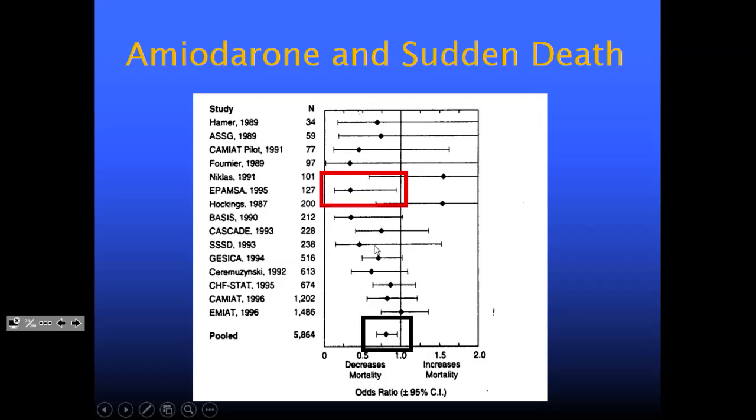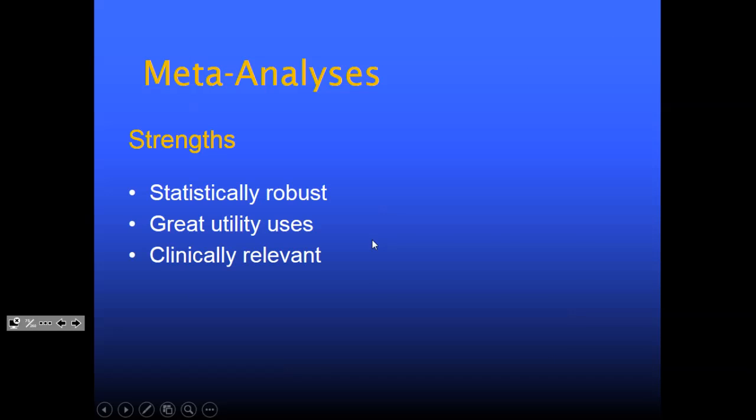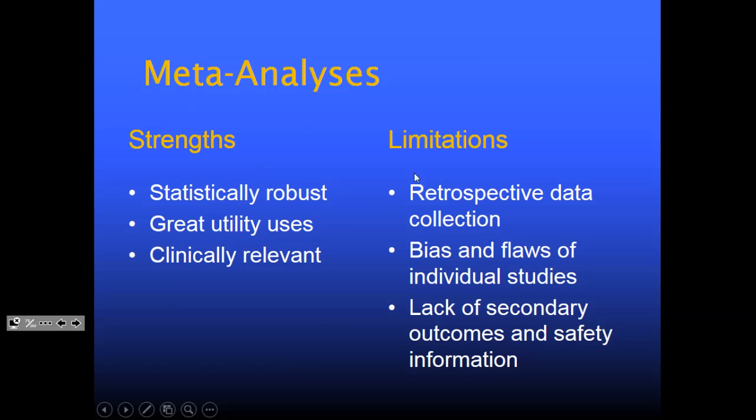A meta-analysis is a study of smaller studies. The strength is it's statistically robust. You've got a lot of patients, great utility, clinically relevant. It answers your question. However, the bias and flaws of the individual studies you can't eliminate. You can try to control them.